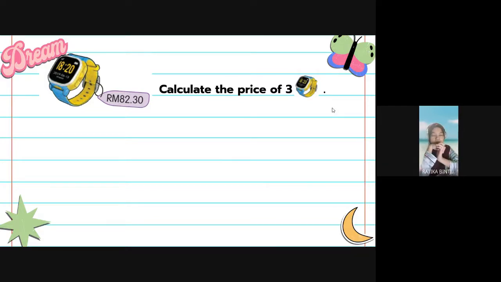Calculate. Take your paper, your pencil, and you calculate first. You can use either the lattice method or the normal form. You can use whichever one you like. Remember there is a decimal point there. The number sentence should be like this: 82 ringgit and 30 sen times by 3. Since it is 3 identical items, 3 watches with the same price, you use multiplication.